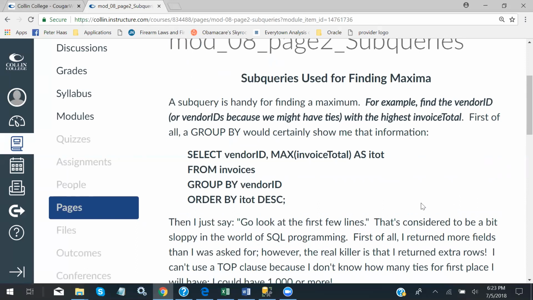A subquery is very handy for finding a maximum or a minimum value. For example, find the vendor ID or vendor IDs with the highest invoice total. First of all, we could use a GROUP BY. Let's do a GROUP BY. Now, I have kludged my data a little bit. Your data won't look like this, but I'm going to run this query.